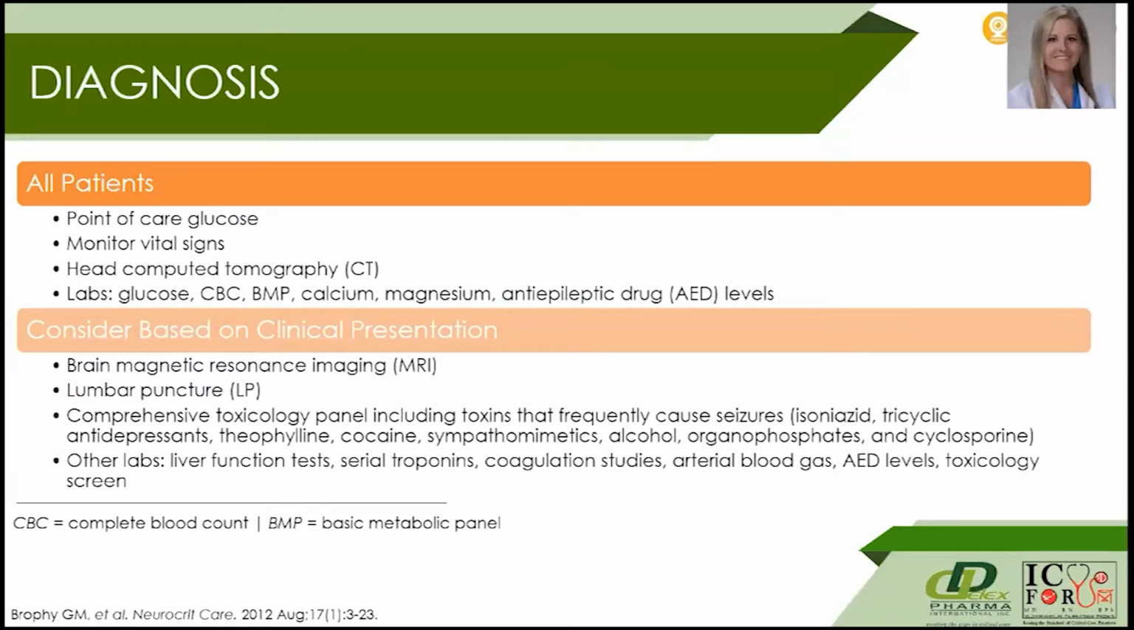Regarding a diagnosis, in all patients that come in with status epilepticus, we need to get a point-of-care glucose test, closely monitor their vital signs, and get a head CT. Also, we want to get the normal labs that we would get, their CBC, their BMP, calcium, magnesium. And if there are anti-epileptic drug levels and they are on these medications, it's important that we get those levels as well to monitor for toxicity. You can also consider things like brain MRI, a lumbar puncture, toxicology panels, as well as other tests like liver function tests, troponins, coagulopathy studies, getting an ABG, and other screens as well.